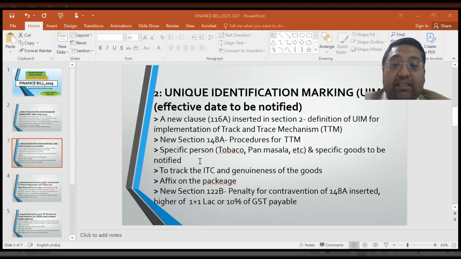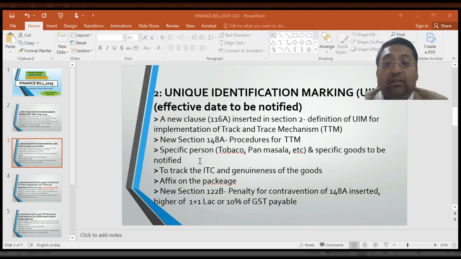Section 148 says about the procedure, and a new section 112B has been introduced which defines the penalties for non-compliance of this UIM, which will be 1 lakh for the center plus 1 lakh for the state. So in my opinion, it is 2 lakh or 10%, whichever is higher.